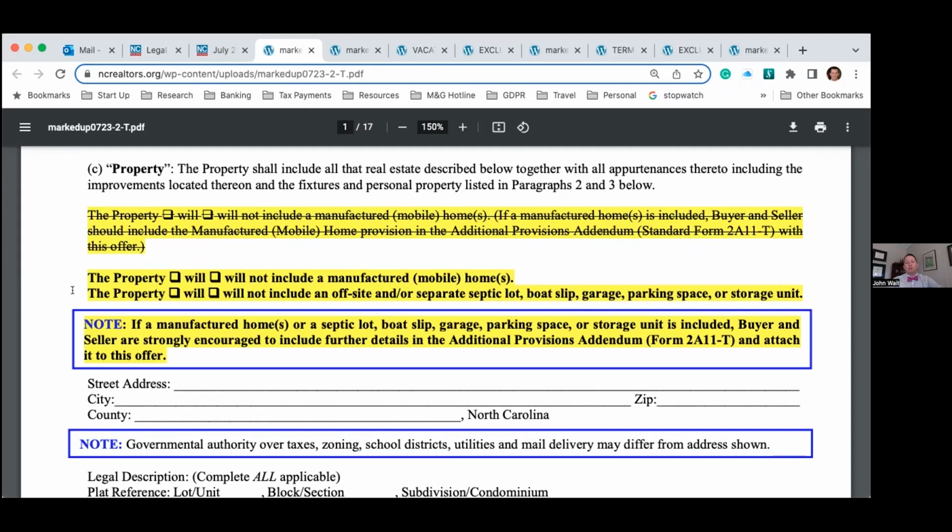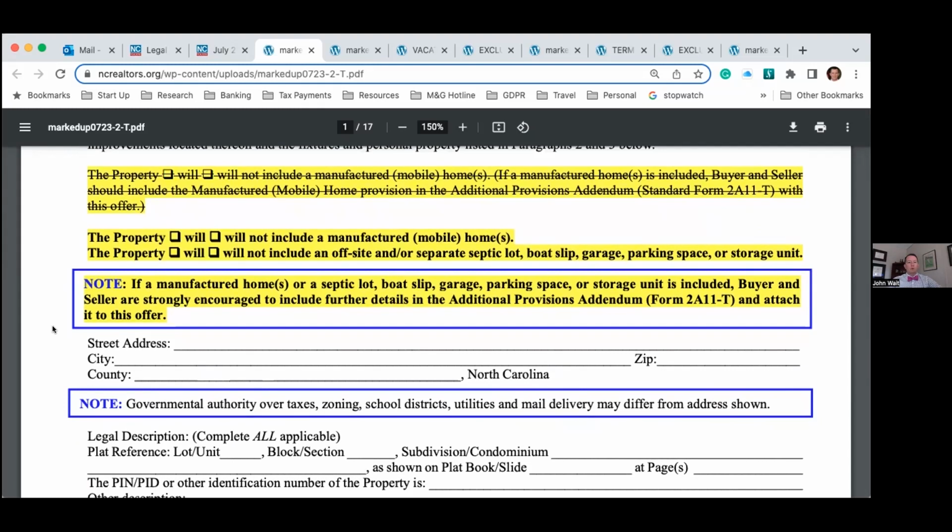So this particular change came from closing attorneys on joint forms, because it was happening way too often where these issues would come up late in the transaction. Well, late in the transaction is a very bad time to find out about a boat slip, garage, parking space, or storage unit or septic lot that's off-site. Okay, so it's at the top right here. And also this note, if you have any of these things, all it says is attach the additional provisions addendum, and it will guide you through that more.